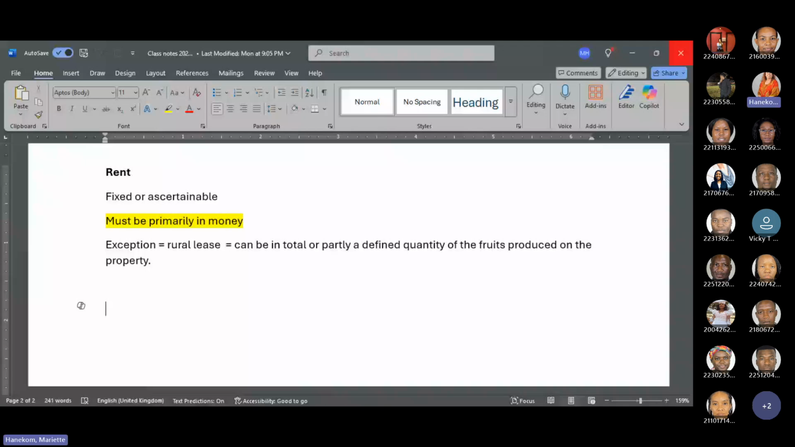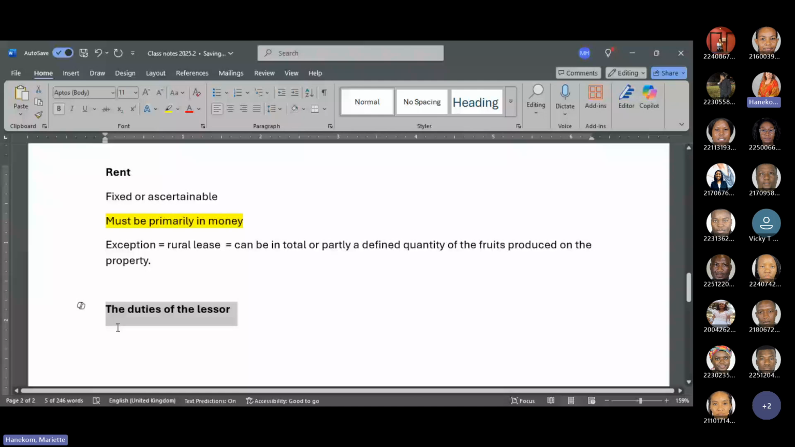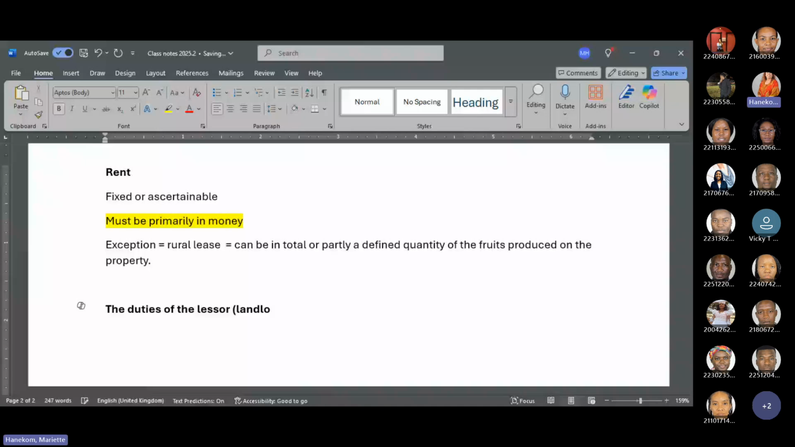So let's look then firstly at the duties of the lessor. The lessor, you're welcome to also use the word landlord. If it's a fixed property, you will use landlord as opposed to lessor, though lessor is also correct. That is the owner, the person who rents out the property. So the first duty of the lessor is the duty to deliver.